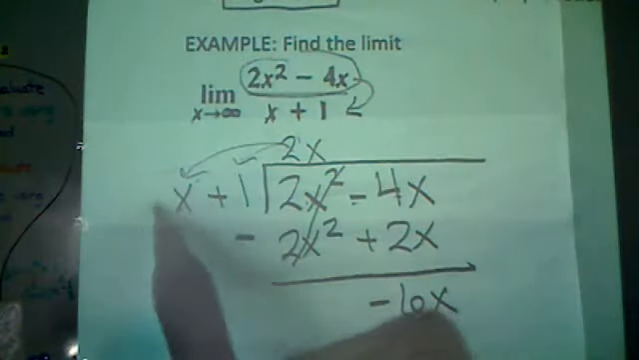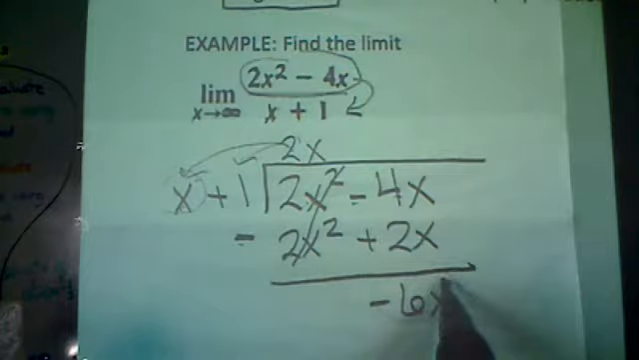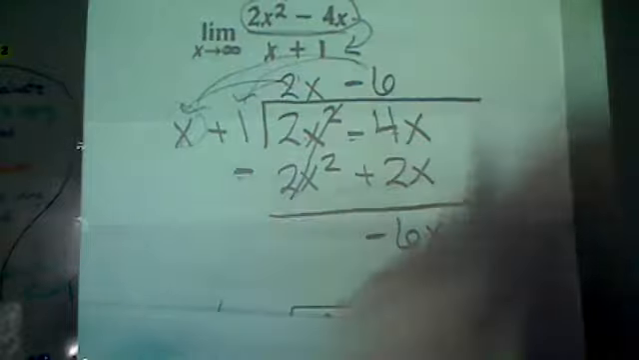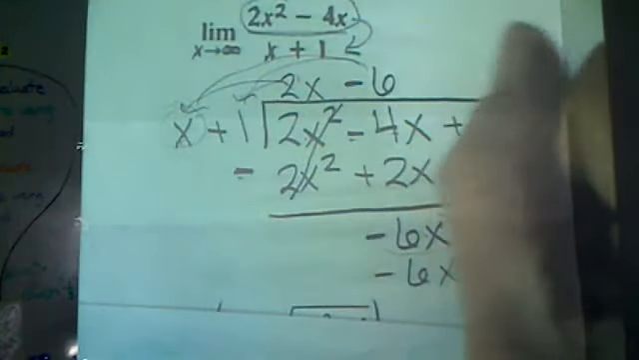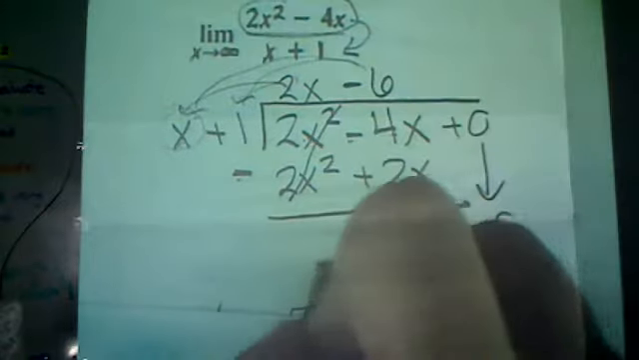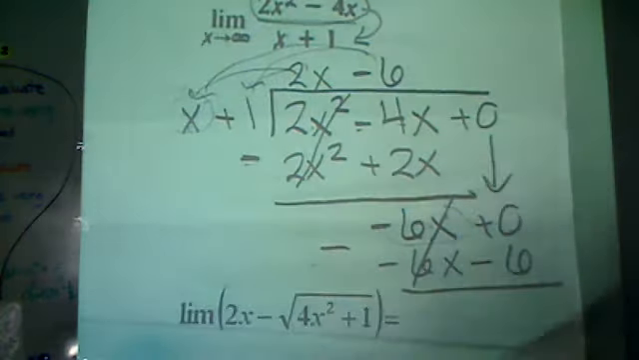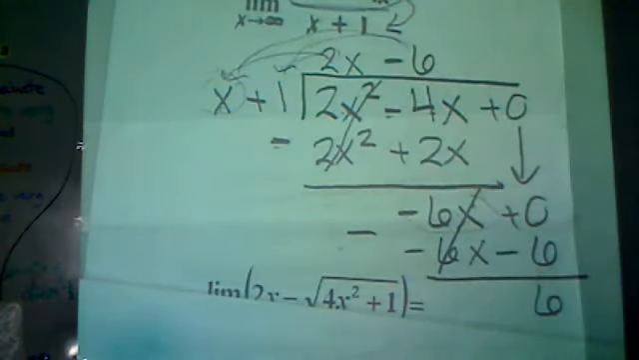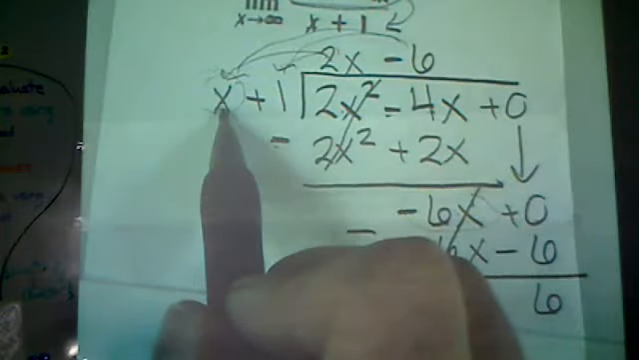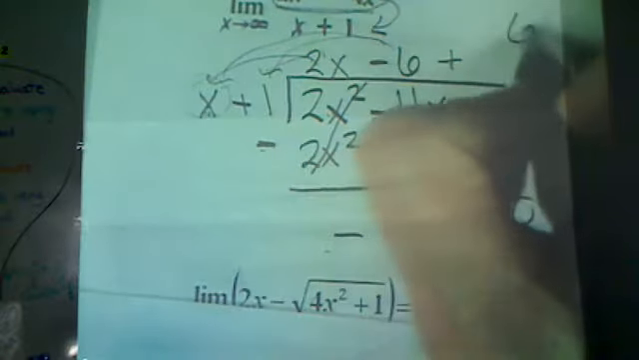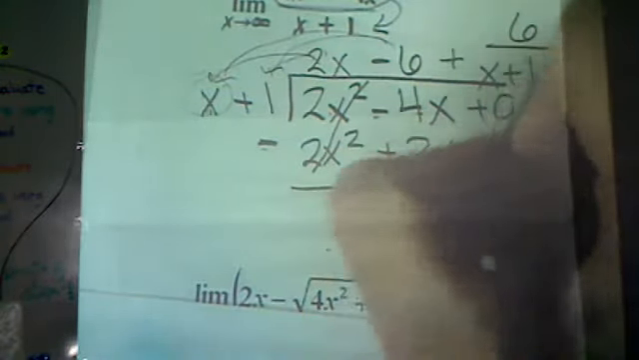Again, the goal is to make this look like this. What do I need to multiply this by to make it look like a negative 6x? Well, I need a negative 6. Distribute to both of them. I get negative 6x minus 6. I'm going to subtract these. These will cancel. And I have 0 minus negative 6, which is just a positive 6. I can't multiply anything to this in order to get it to be just a 6. So I have a remainder of 6 over x plus 1.